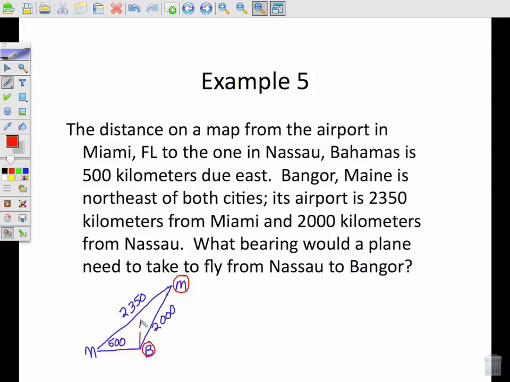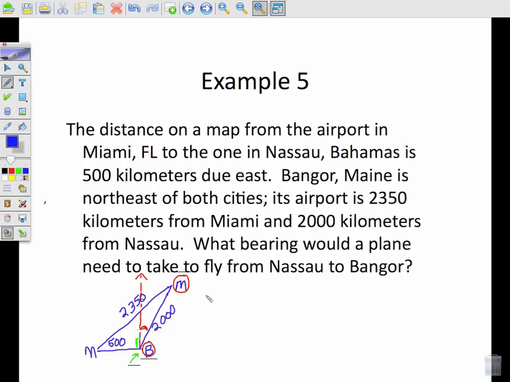The bearing would be like 0, so many degrees, like a radial measure. So this is the north line, and obviously it's northeast, so we're going to have to find this angle here. Other things that we know about this diagram: this is a right angle. So if I find this full angle down at the Bahamas, then I could subtract 90 from it, and that would give me the leftover, the one on the northeast portion.